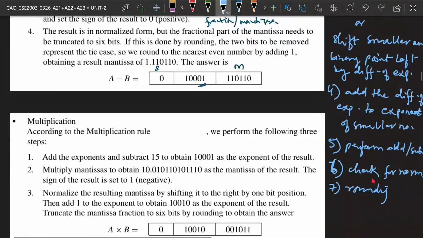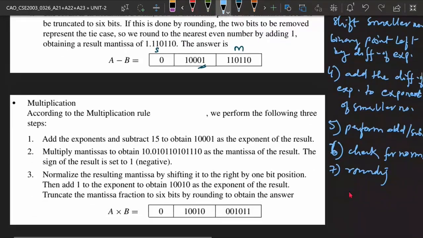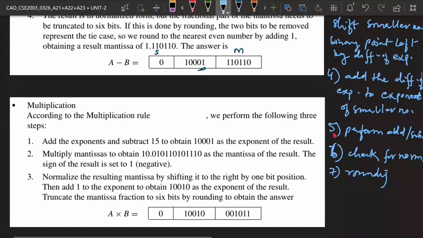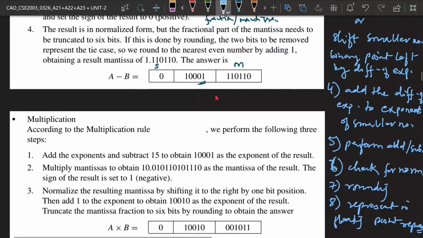After doing the addition and subtraction, once we have done this rounding, now we need to represent it in floating point representation. We'll do floating point representation next. In between, once we have done the subtraction or addition, we need to check the overflow also. After finding out the exponent also, we need to check the overflow.